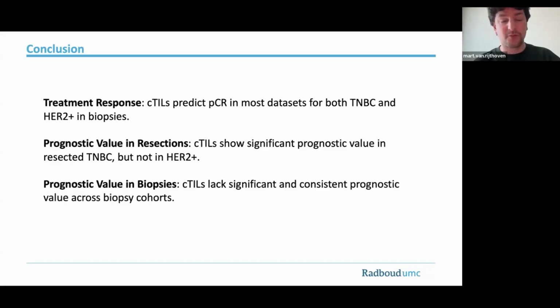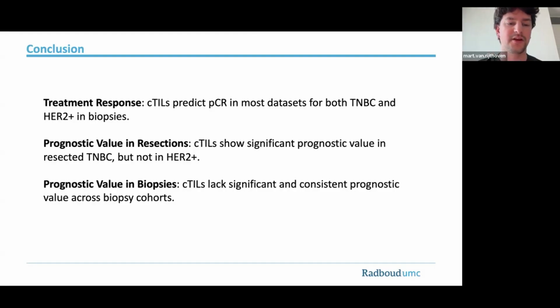For treatment response, we have seen that CTLs predict PCR in most data sets for both TNBC and HER2+. So that was really a nice result that we showed. For prognostic value in resections, we have shown that CTLs show significant prognostic value in resected TNBC, but we didn't see the same in HER2+.